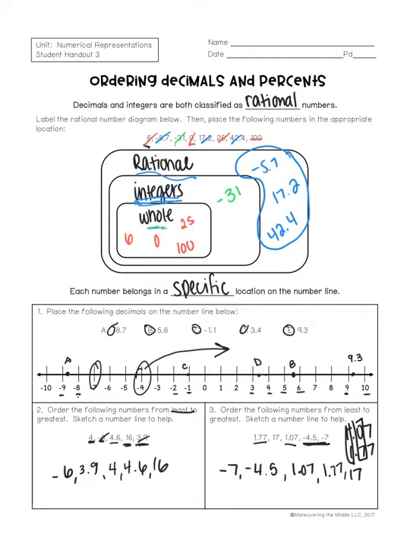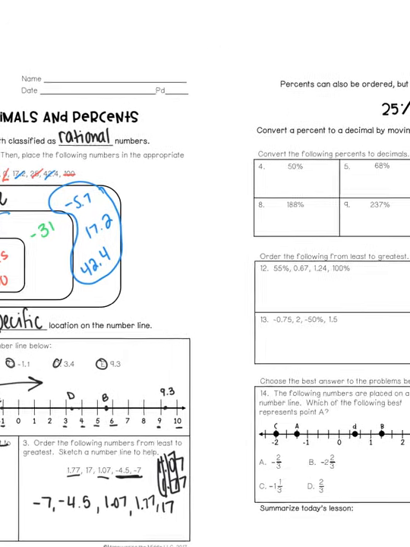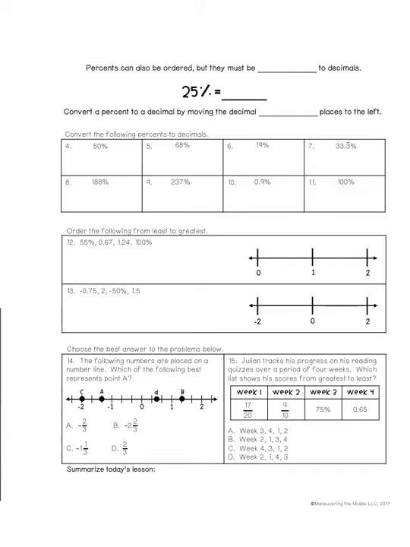Okay. All right, we're going to go to the next page. So percents can be ordered as well, but in order to order them, first you have to convert them to decimals. So all you do when you're converting to decimals is moving that decimal place. So 25% is 0.25. You just move your decimal 2 places to the left, regardless of if there's a decimal in the percent, you always move it 2 places to the left to convert it from a percent to a decimal.